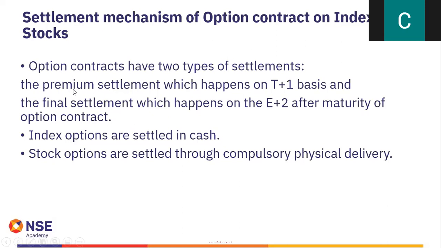So what is T? T is nothing but the trade day, ma'am. In futures, you have MTM on a daily basis. Here you will be having something called a premium settlement. Index options are cash settled. Stock options are compulsorily physically delivered. Okay.